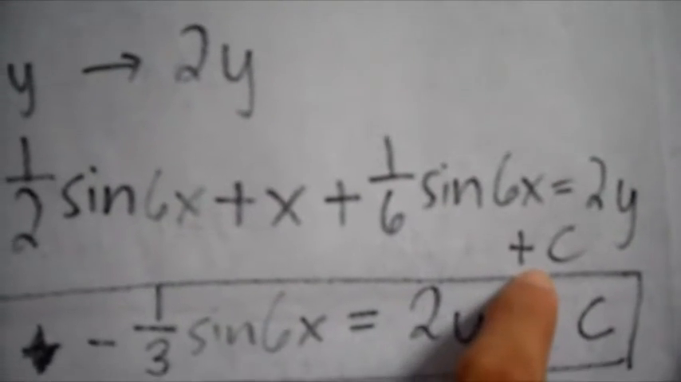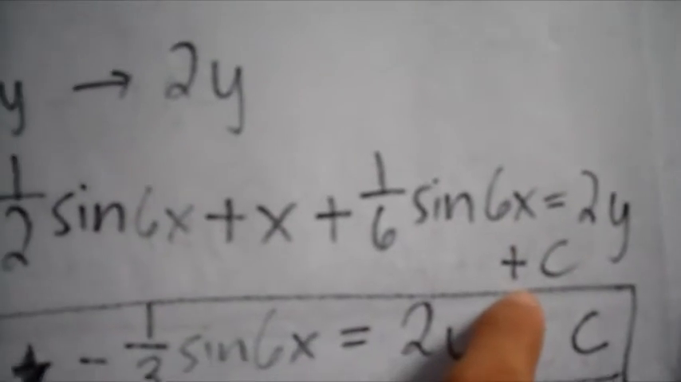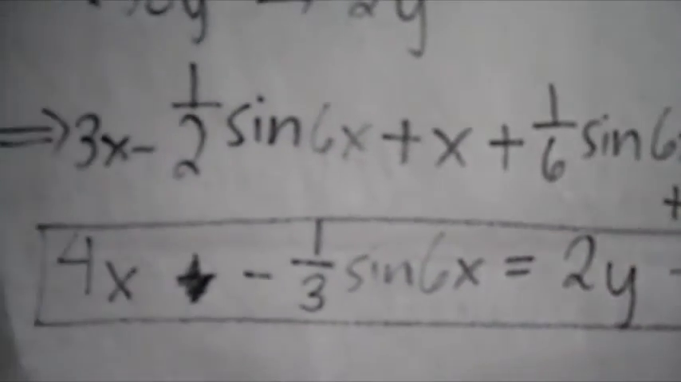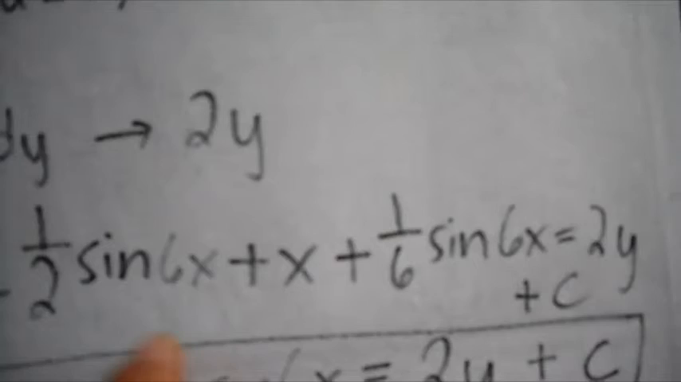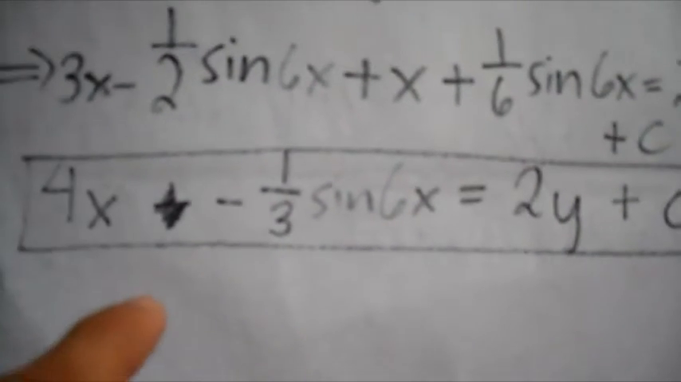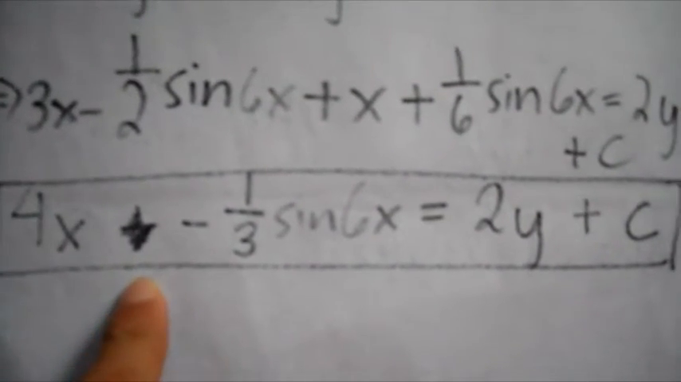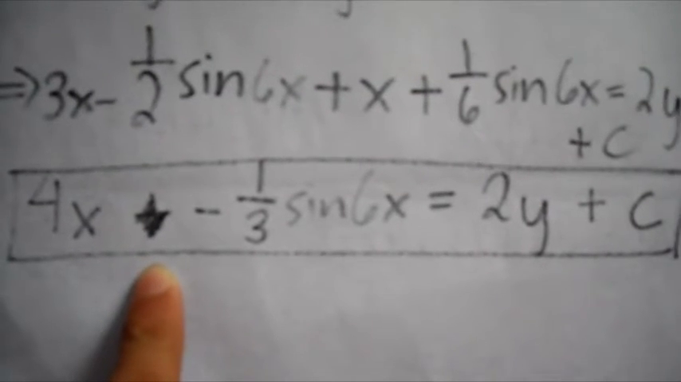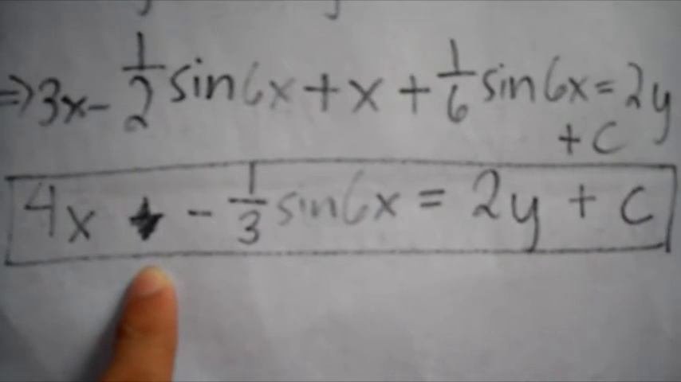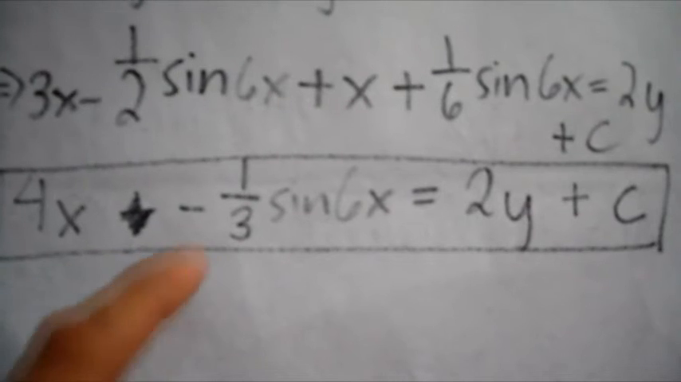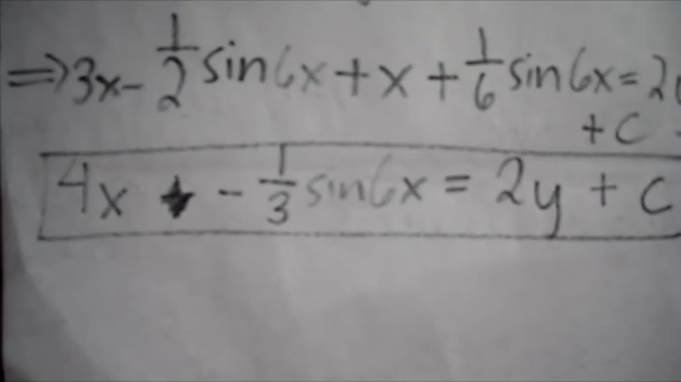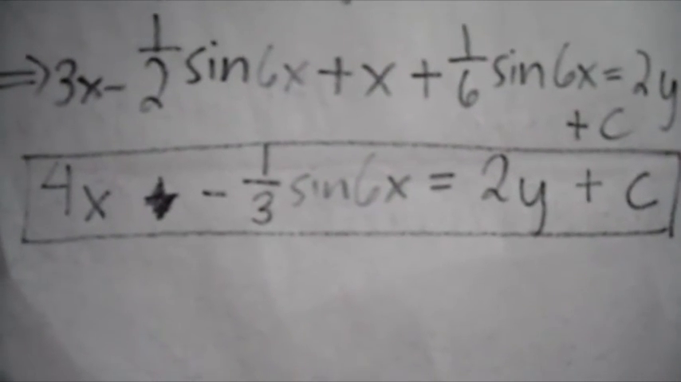We add the c. The c is an essential part when integrating differential equations. By combining similar terms, we get the final solution, which is 4x minus 1/3 sine 6x equals 2y plus c. So we have the general solution for the given equation.